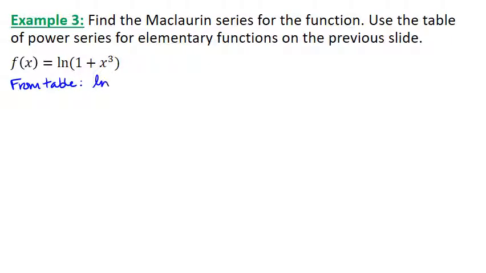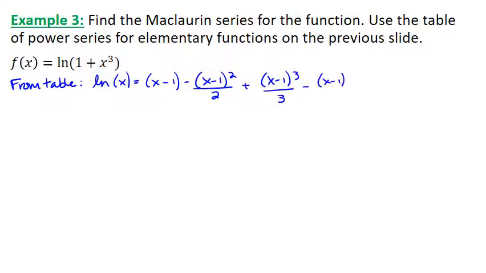I know that the natural log of x becomes x minus 1 minus the quantity x minus 1 squared over 2 plus the quantity x minus 1 cubed over 3. And then generally speaking, here is the formula.